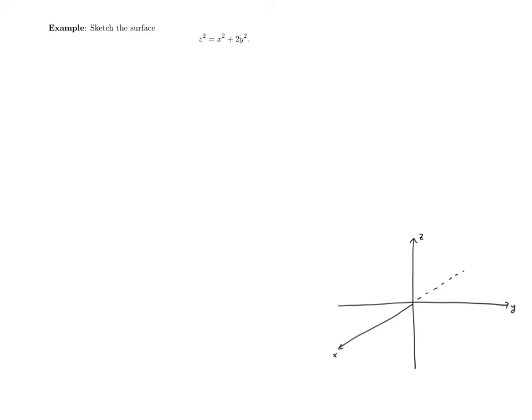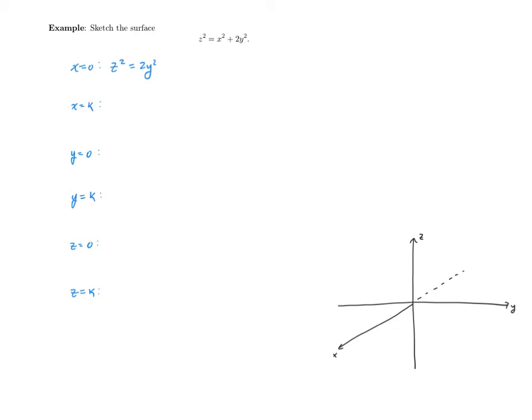All right, so let's go ahead and work through the traces. So once again, we're just going to go through this process. We're going to find x equals 0, x equals k, y equals 0, y equals k, z equals 0, z equals k. And note there's no order that we have to go in, and I just randomly picked x equals 0 to begin with. So when x is equal to 0, we see from our equation that we would have z squared equals 2y squared.